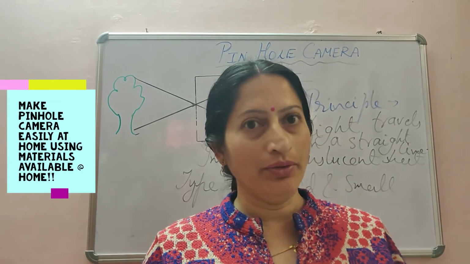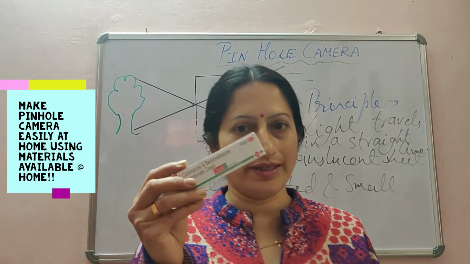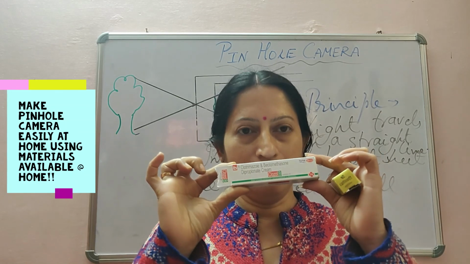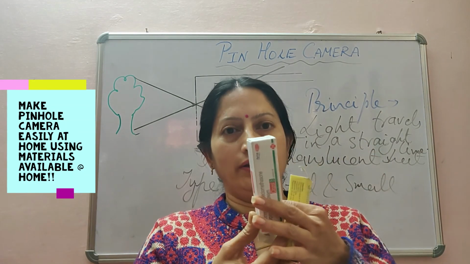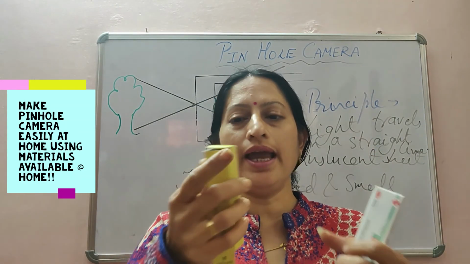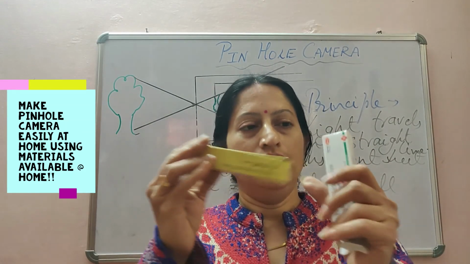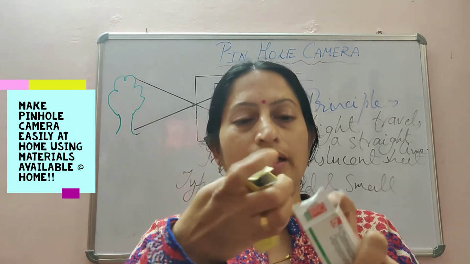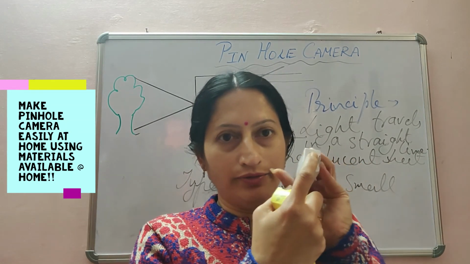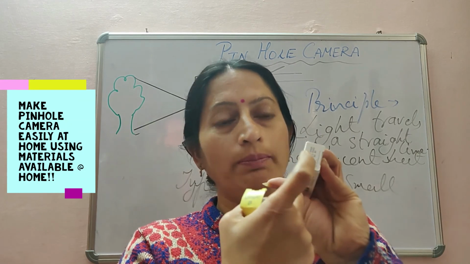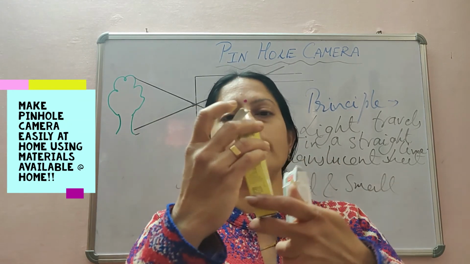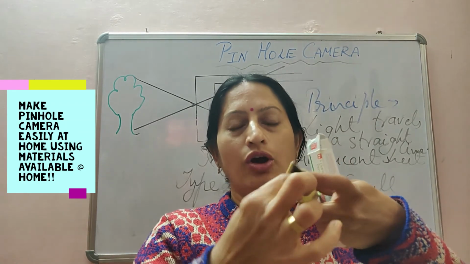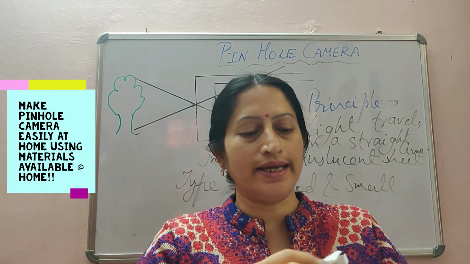For making the pinhole camera, you can have a bigger box like this, I have taken a medicine box or carton or cover, you can say, and this is a smaller one. Now we have to remove these parts, and on this side of the bigger box we will have to make a small pinhole. In this smaller box also, we will have to remove this part, or we can insert it like this inside.